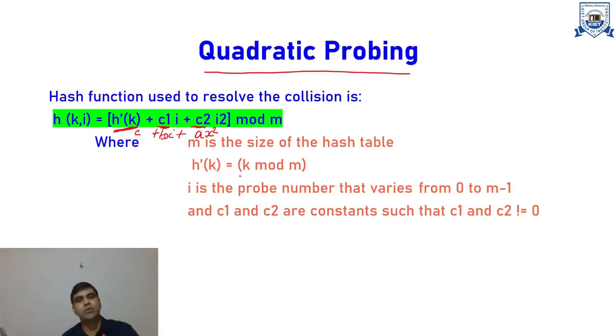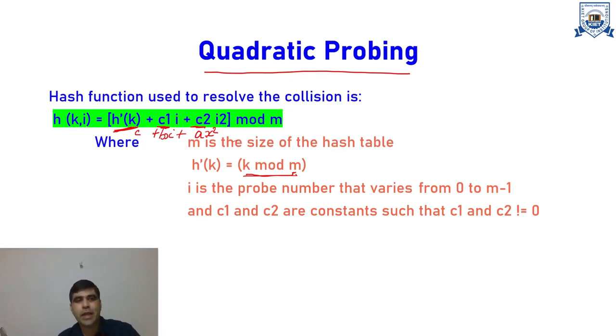This is simply calculated using K mod M, where K is the key and M is the size of the table. So this value, once calculated, will be constant, right? So it is quadratic probing. Instead of probing linearly, we'll probe the quadratic way.